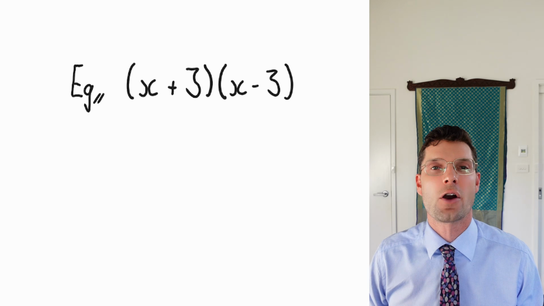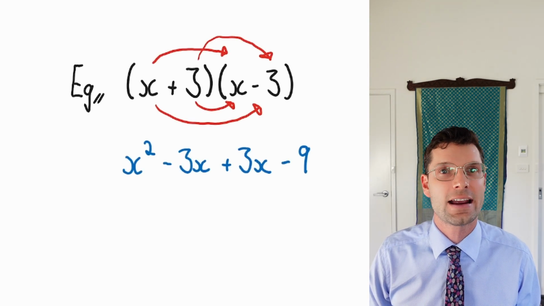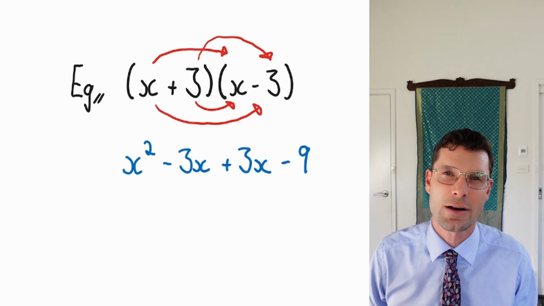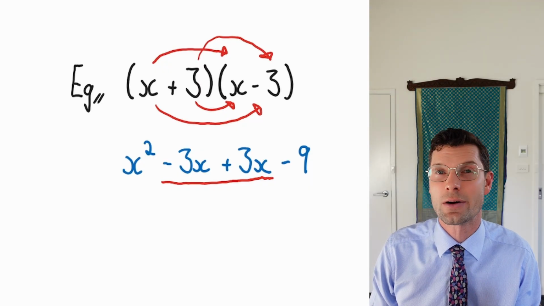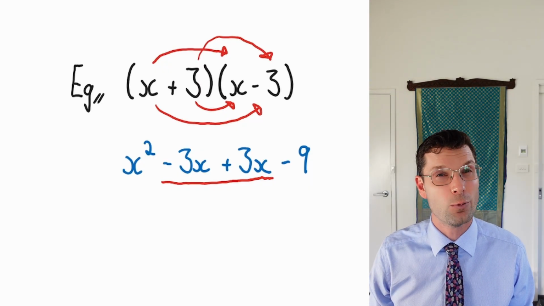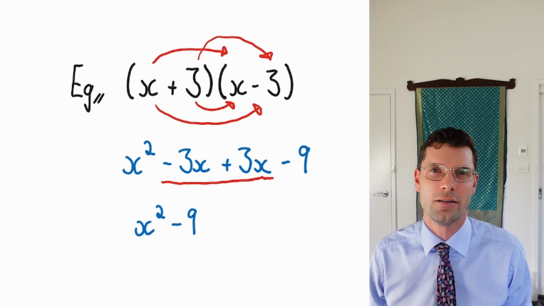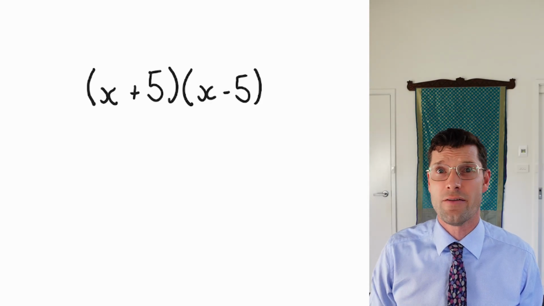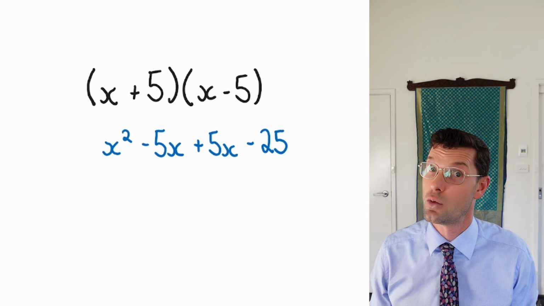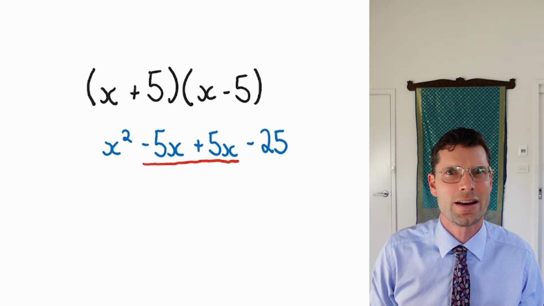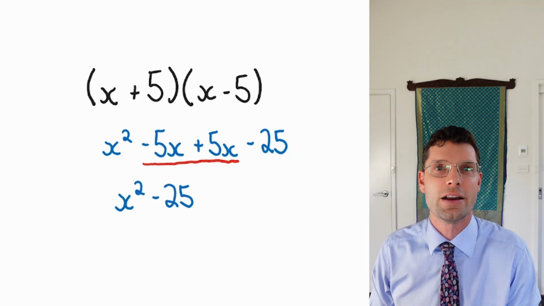So if I've got something like this, I've got x plus 3 all multiplied by x minus 3. I could FOIL this out and I would get x squared plus 3x minus 3x minus 9. Now when I collect my like terms after this, I can see that the plus 3x and the minus 3x always are going to get rid of each other. So my final answer, once I've simplified, is just x squared minus 9. Then to see it in one more example, I've got x minus 5, x plus 5. If I FOIL this out, I'll have x squared minus 5x plus 5x, and then minus 25. The minus 5x and plus 5x cancel each other out, so my final answer is just x squared minus 25.